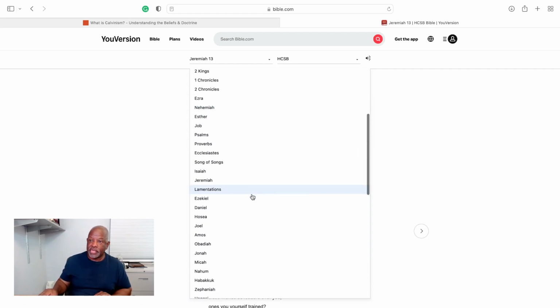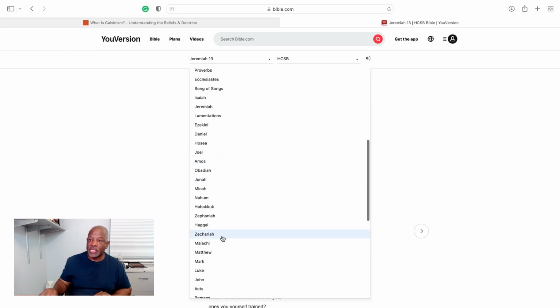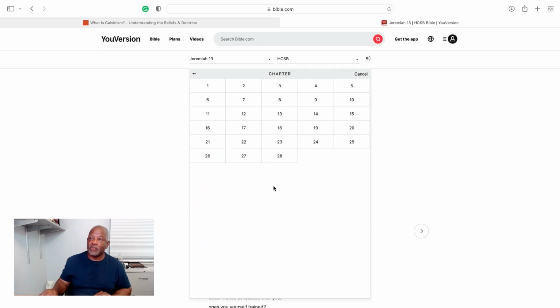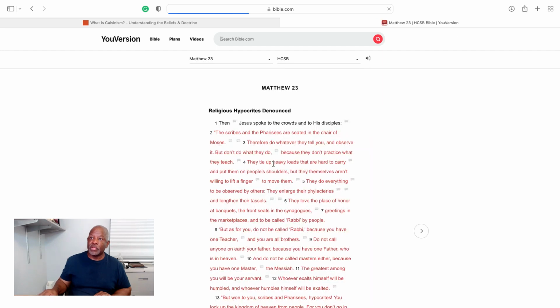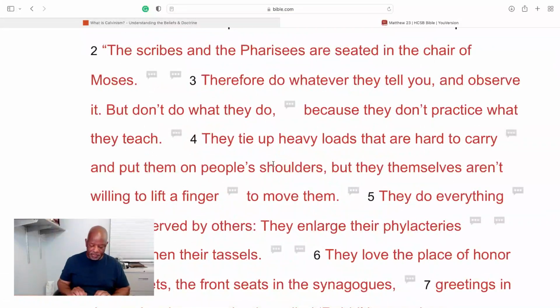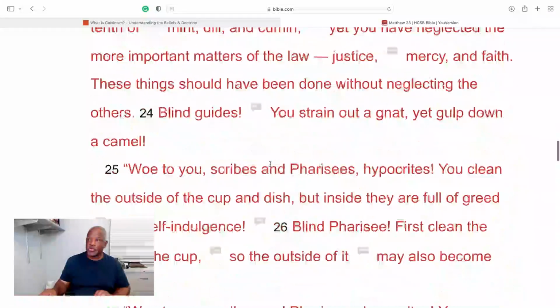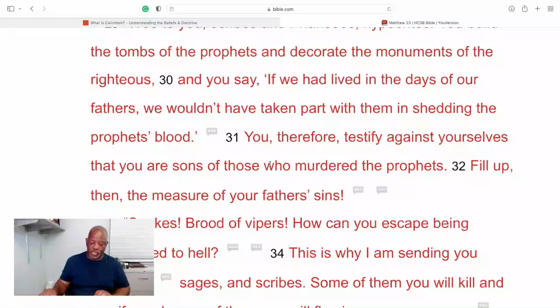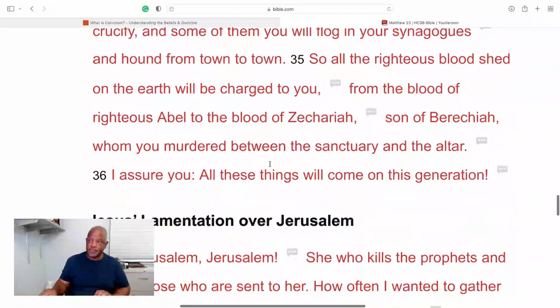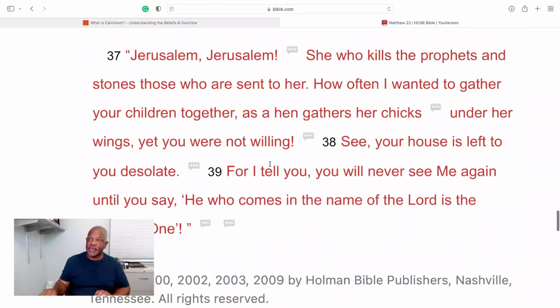So what he has been doing throughout is, again, refuting the verses that Norman Geisler uses. So let's read it and then we will come back to it. Matthew 23, verse 37.